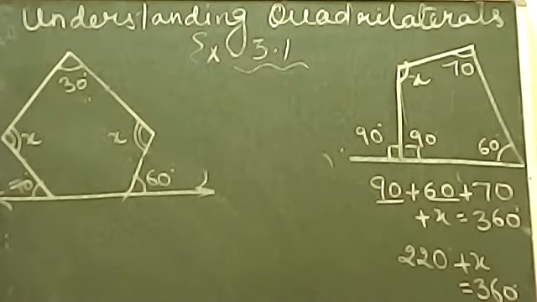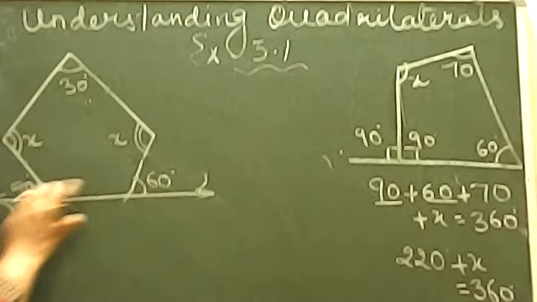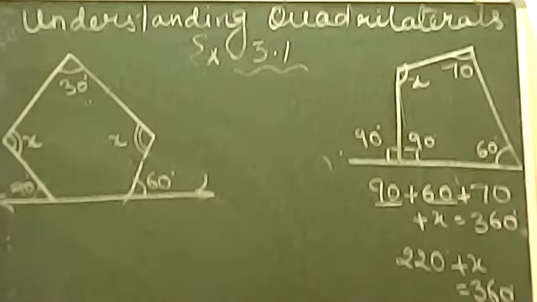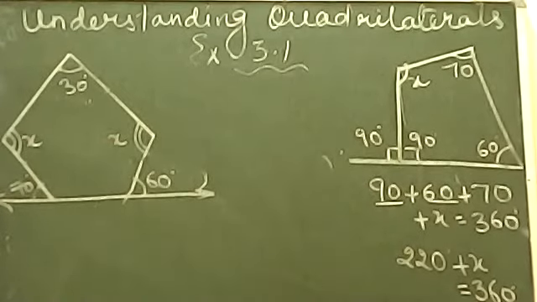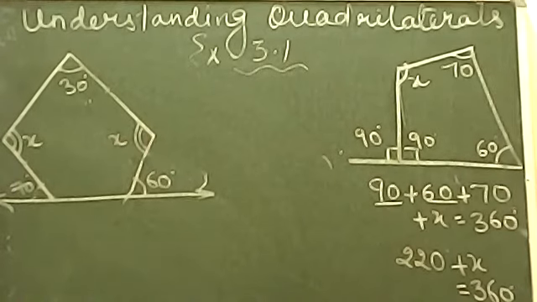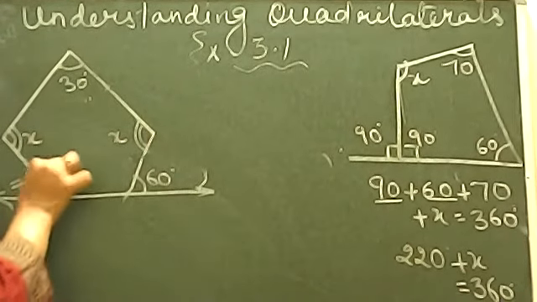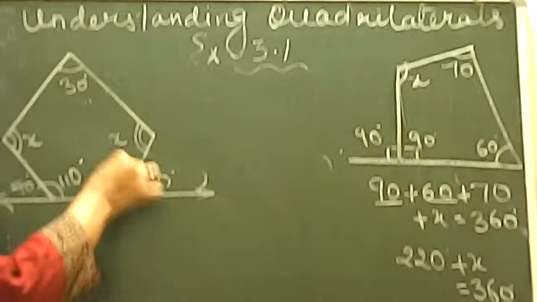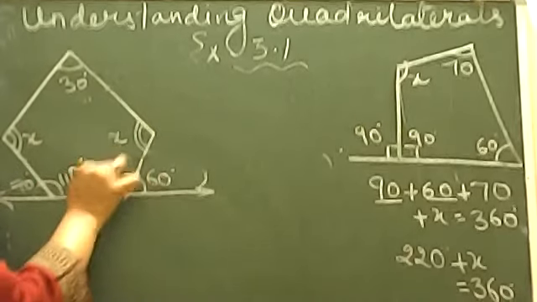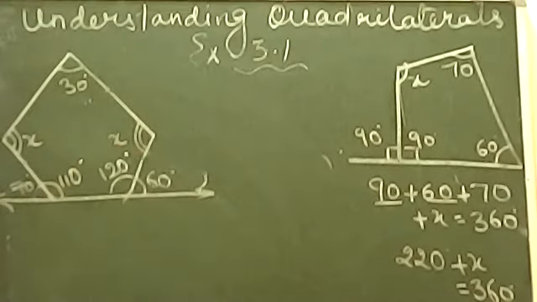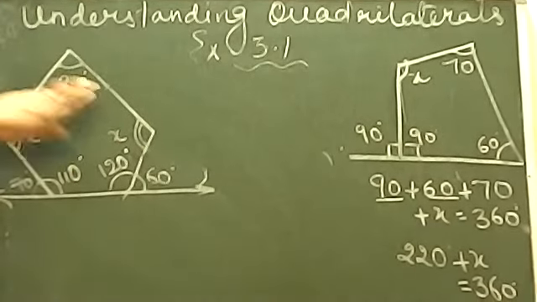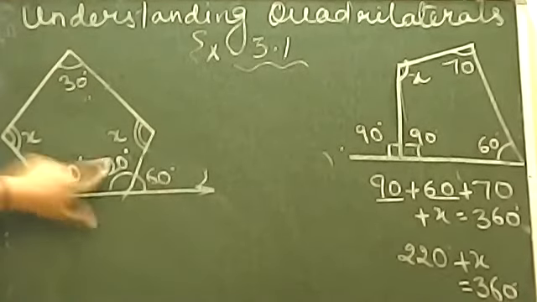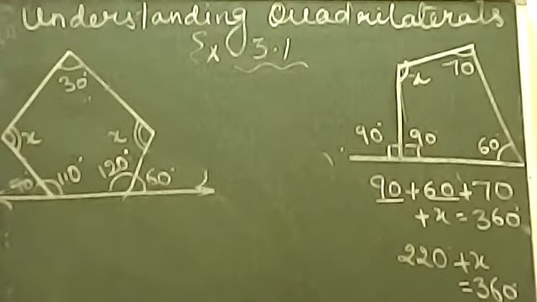Now look at you. As you all can see, this is interior and exterior, and you are knowing interior और exterior हमेशा मिलकर के बनाते हैं 180. That is linear pair. तो ये वाला अगर 70 है बेटा तो ये हो जाएगा 110, और अगर ये वाला 60 है तो इसके अंदर वाला इंटीरियर एंगल बन जाएगा 120. ओके, सो नाउ अगर आप इस फिगर को देखते हो, सो ये 30 है, ये 110 है, ये 120 है, और ये दो बचे हुए x हैं.